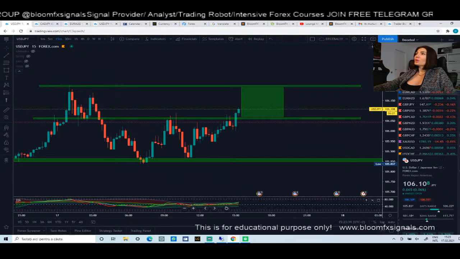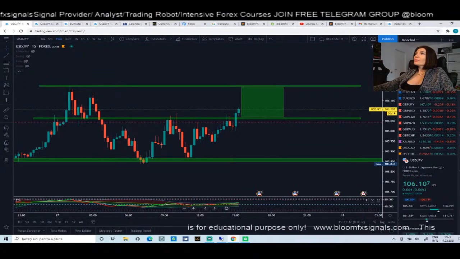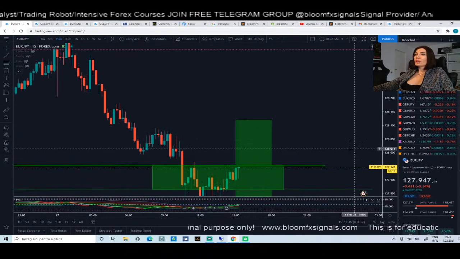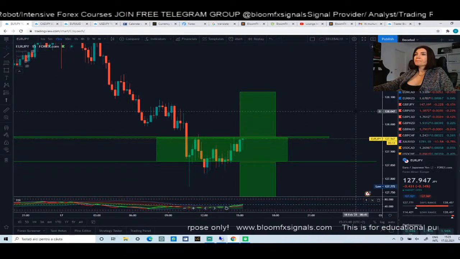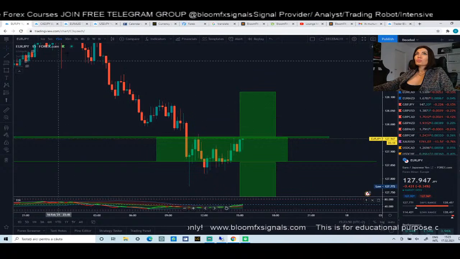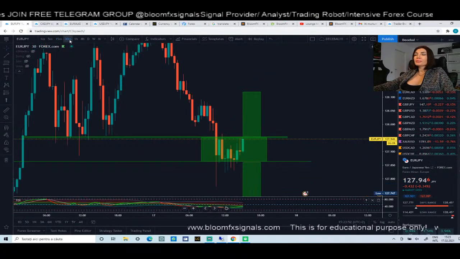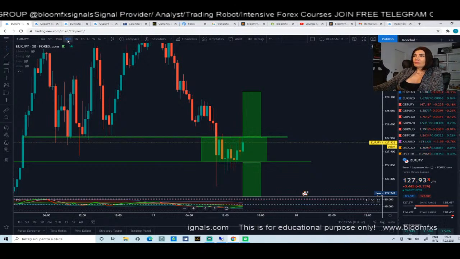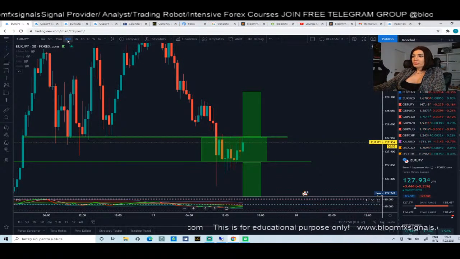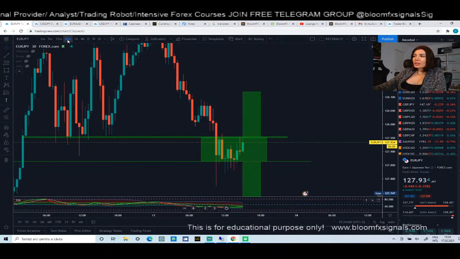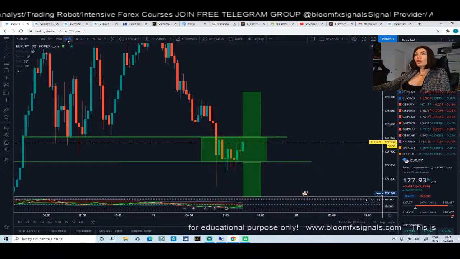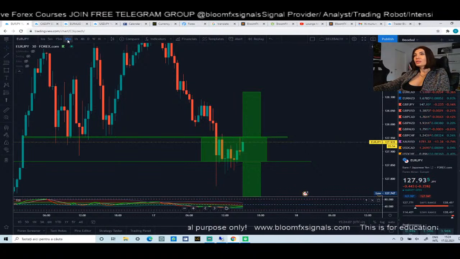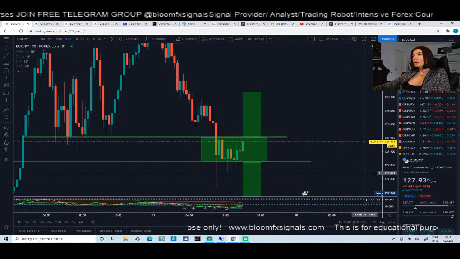The US dollar is becoming stronger and stronger. And this one, it seems like it's trying to push up. This is on the 15-minute, and let's see how this 30-minute candle will close, and we still have 5 minutes for this 30-minute candle to close.